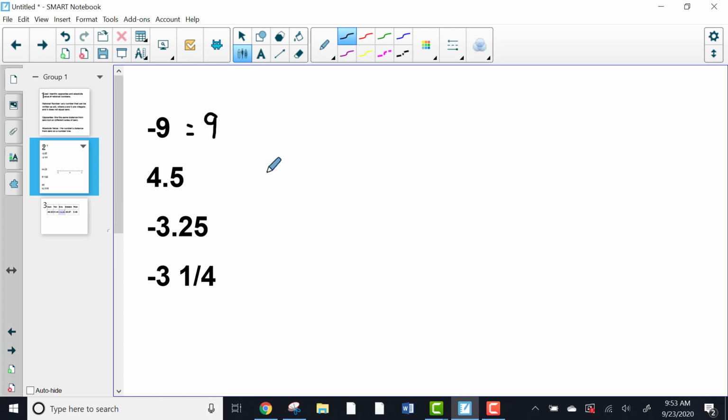Not too difficult there. Think about the opposite of 4 5/10. Think about the opposite: same distance from 0 on a number line, but on the opposite side of 0. So that would just be -4 5/10. Next, -3 25/100. The opposite of that would be +3 25/100. Then -3 1/4. The opposite of that would be +3 1/4.